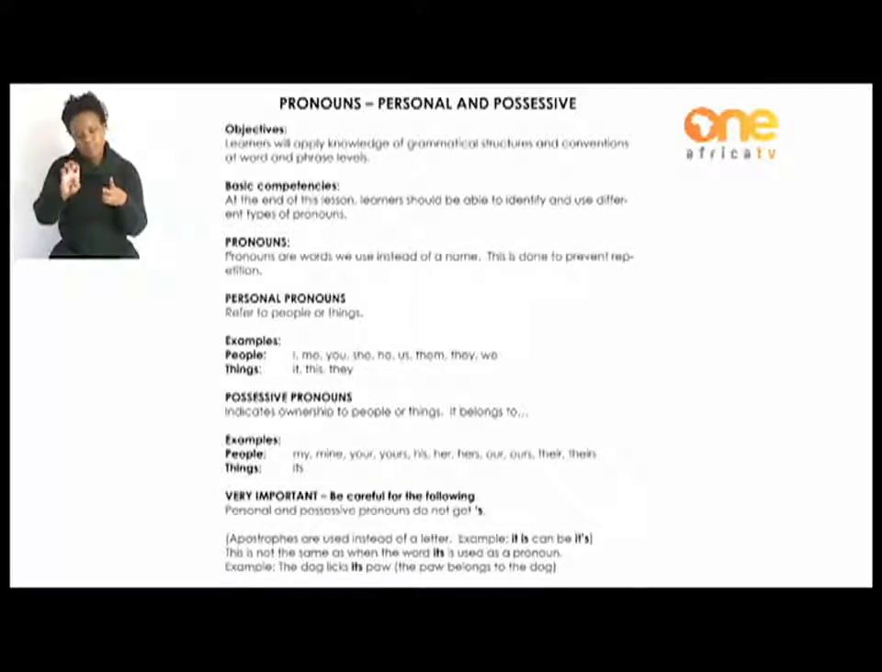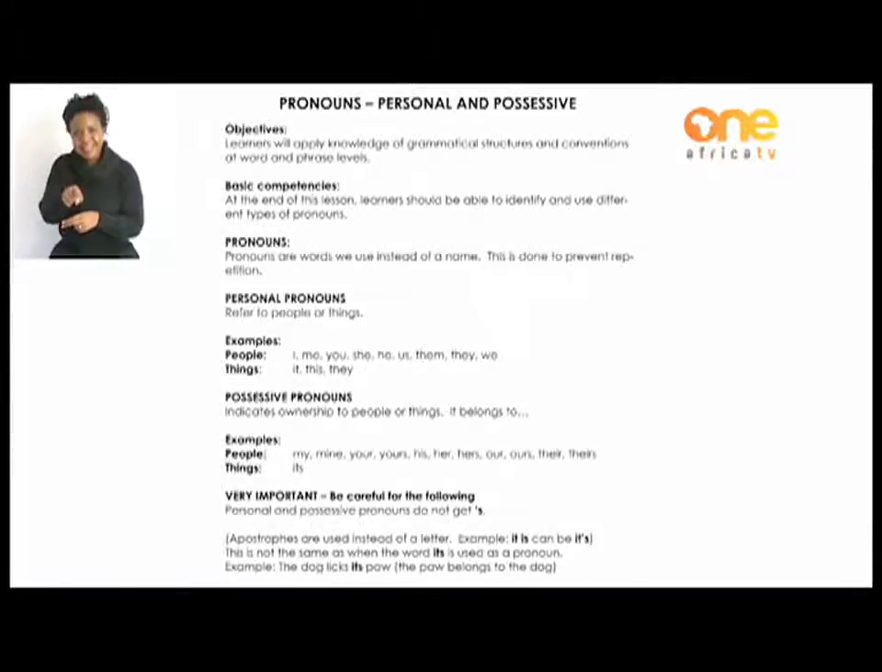Now, we use a pronoun to replace a noun. Examples, when we are referring to people, we have I, me, you, she, he, us, them, they, we. And when we are referring to things, because we cannot say he, she, we use it, this, and they.